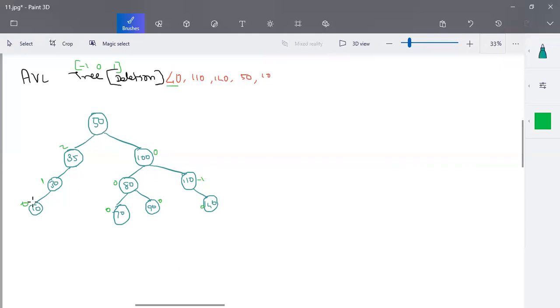You have to take the longest branch that reaches to the leaf node, and you have to count the number of edges. It is 1, 2, 3. And here also you have to take the longest branch and count the number of edges. 1, 2, 3. 3 minus 3 is 0. Okay, so other than this place, all the places, the balance factor is either 0, -1, or 1.